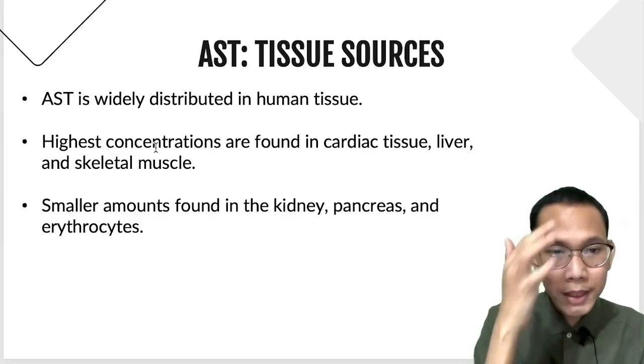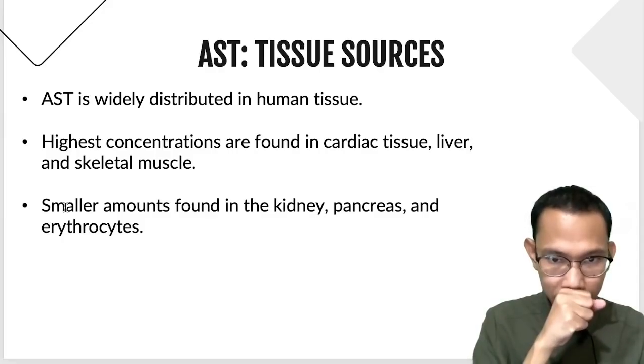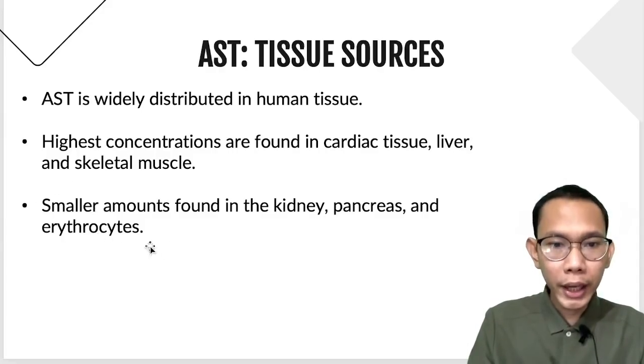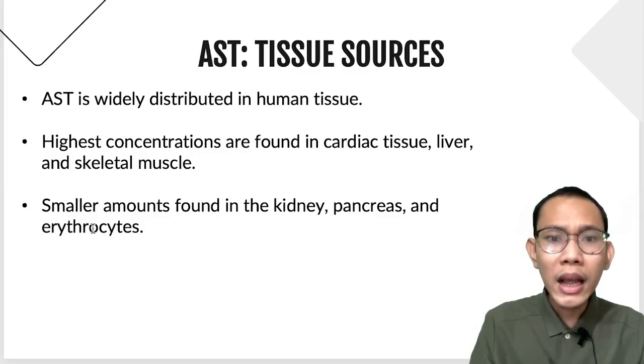But it could also be seen in smaller amounts in your kidney, pancreas, and your erythrocytes. That's why later on, pag may hemolyzed tayo na sample and you are testing for AST, it will still actually lead to a falsely increased value. Kasi pag na-hemolyze, marirelease yung AST na nasa ating erythrocyte. Therefore, it will lead to a falsely increased level of that value.